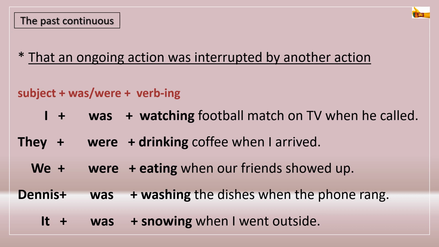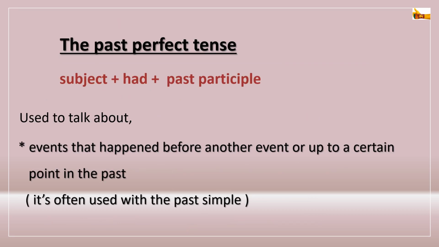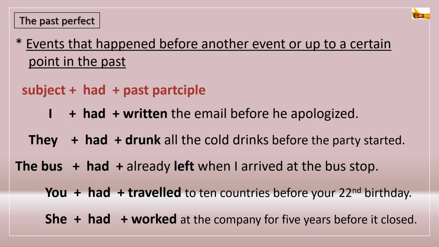Let's move on to the past perfect. The past perfect tense. The structure is subject plus had plus past participle. We use this tense to talk about events that happened before another event or up to a certain point in the past. Let's take a look at some examples.